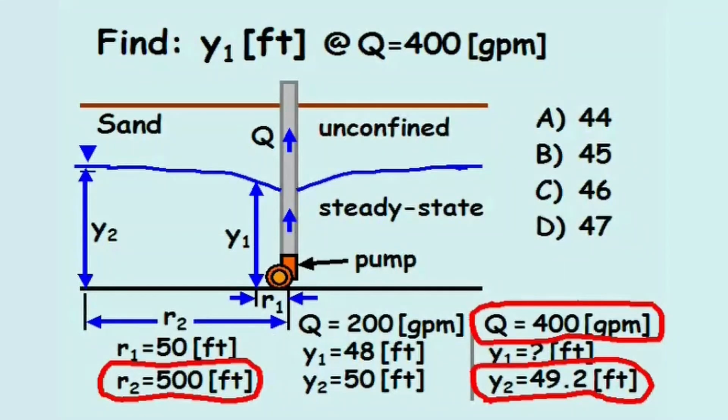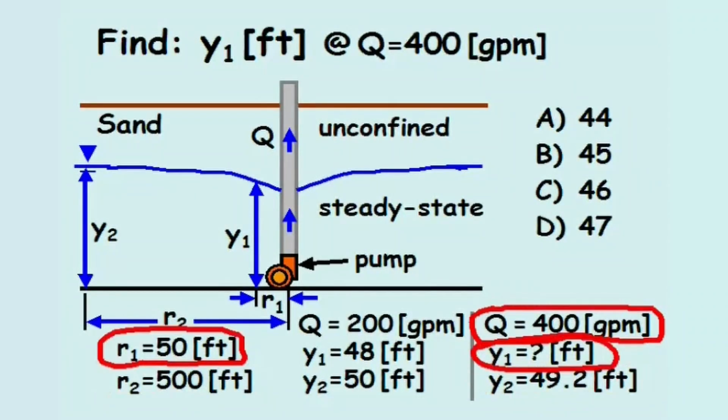At an increased pumping rate of 400 gallons per minute, the groundwater level 500 feet away is measured to be 49.2 feet. And the problem asks to find the groundwater level at a radius of 50 feet away from the well, when the pumping operates at 400 gallons per minute.